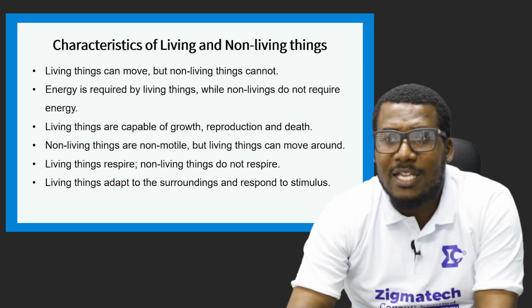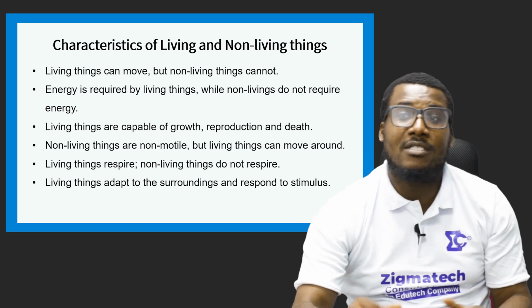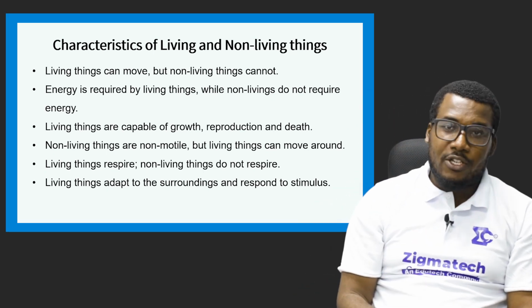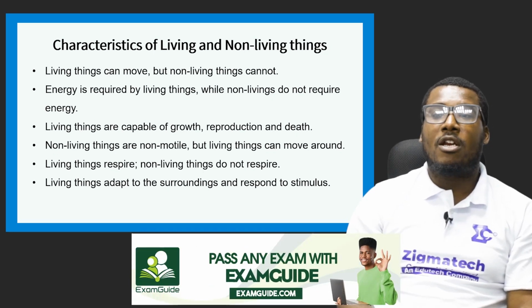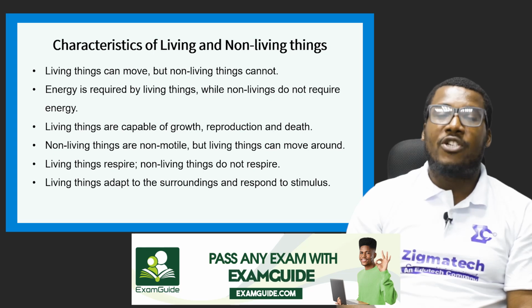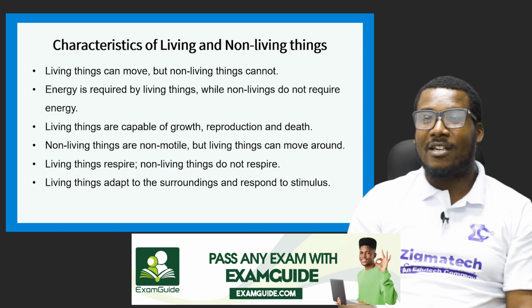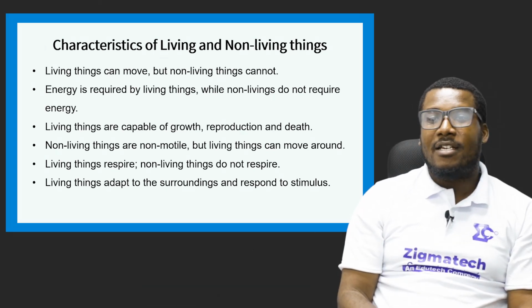Number three, living things are capable of growth, reproduction, and death. You cannot see a chair give birth to a chair. It's impossible. You cannot see a chair falling down and dying. It's a chair. It doesn't die. It fades, it wanes, it rusts, it gets old, but it doesn't die.